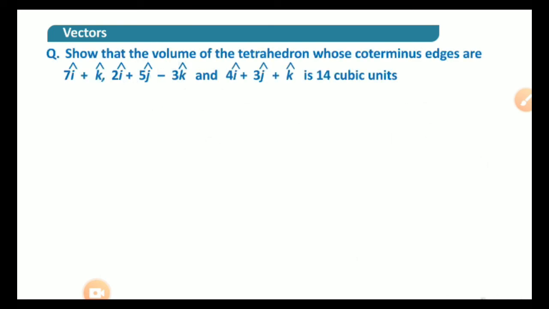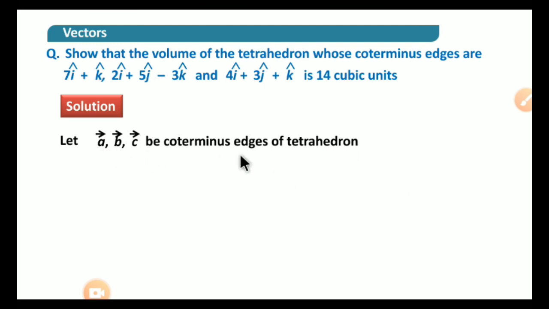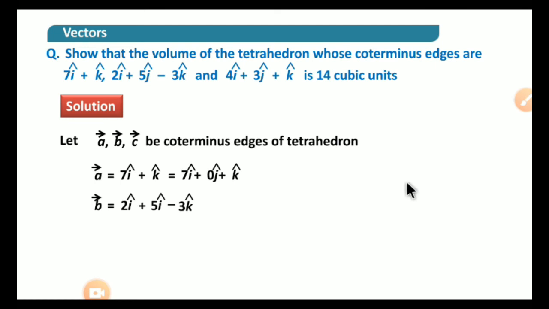The next example: show that the volume of the tetrahedron whose coterminous edges are 7i plus k, 2i plus j minus 3k and 4i plus 3j plus k is 14 cubic units. Now to show this one, let vectors A, B, C be coterminous edges of a tetrahedron. Therefore A is equal to the first vector 7i plus k, which is also 7i plus 0j plus k, and B vector is equal to 2i plus j minus 3k, and C vector is equal to 4i plus 3j plus k.